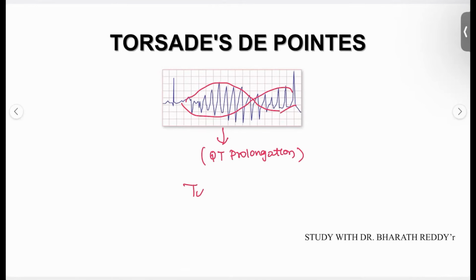What is the treatment of choice for this patient? You have to give IV 2 grams of MgSO4. This is the first line of treatment for torsades de pointes. And the QT prolongation, mostly, is caused by which of the following? Remember A, B, C, D.